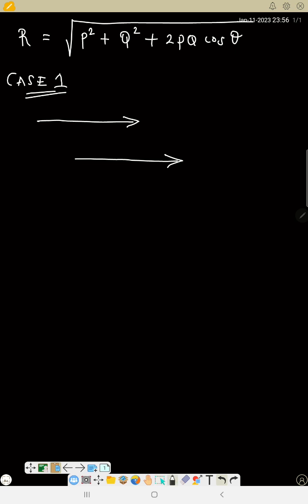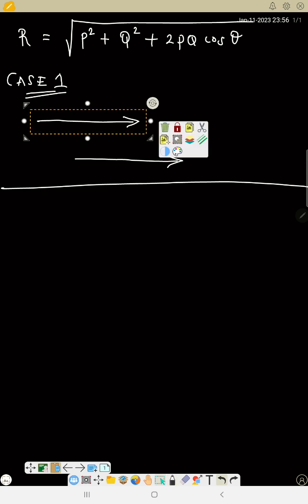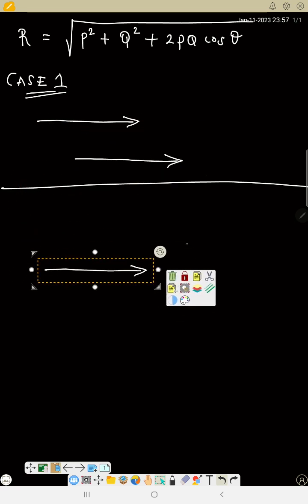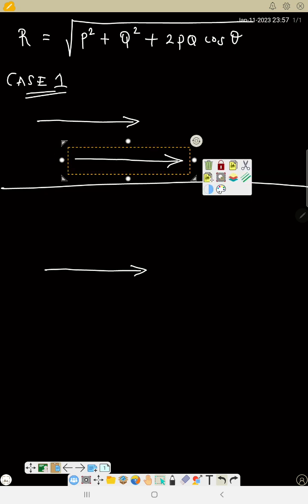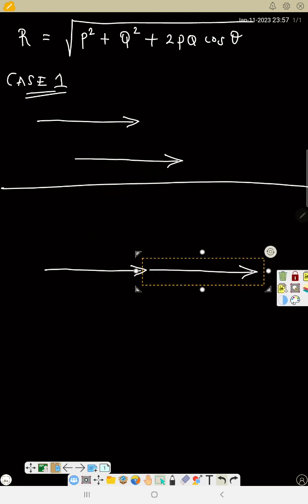So if two vectors are parallel and act in the same direction, now let's move these two vectors together. Now they are parallel and act in the same direction. So now let me move it. No matter how I move it, I'm moving this one first. Okay, see this, I'm moving this. Now I'm moving the second one also. Now I move this one here.